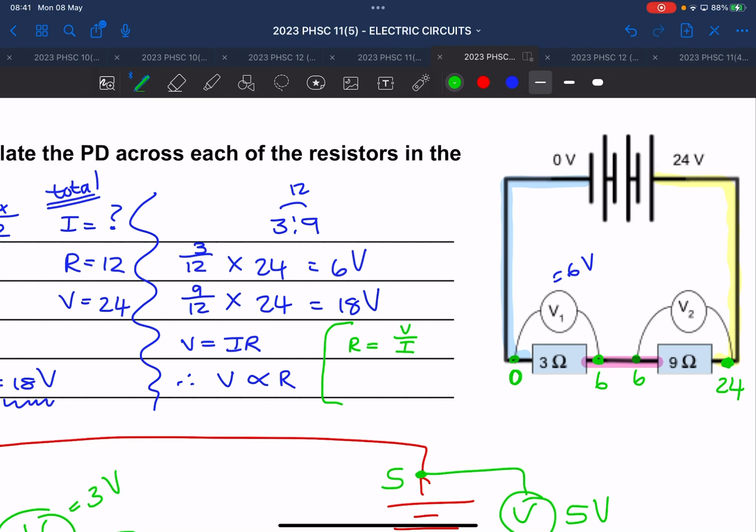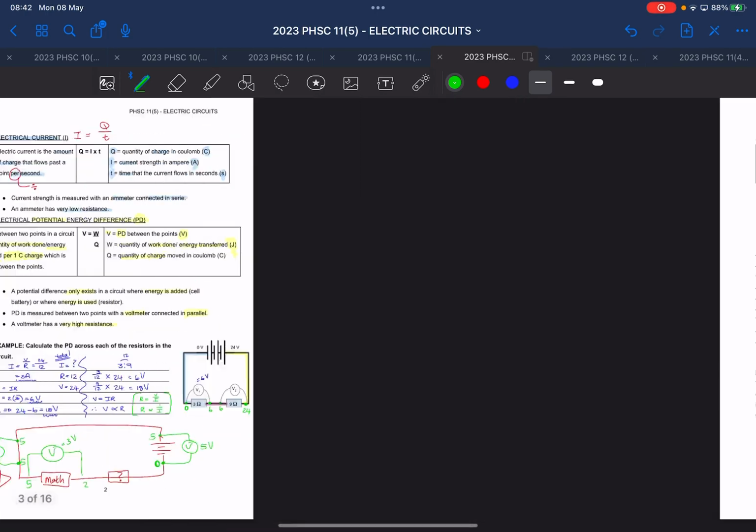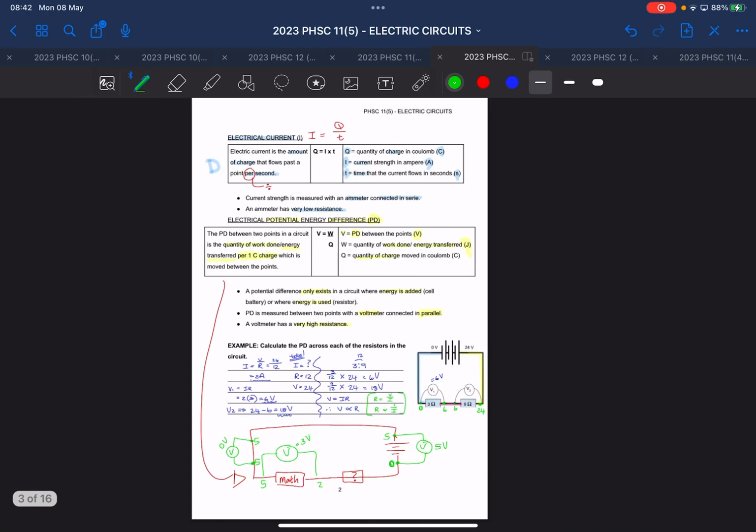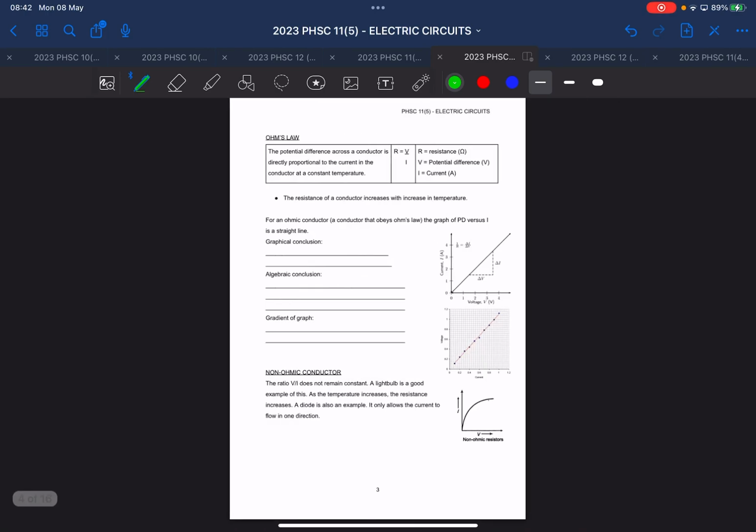And then you can see resistance is inversely proportional to current. So if you compare that, then we have to swap them around. Okay, but we are going to practice that again. Okay, then we are at a new part.